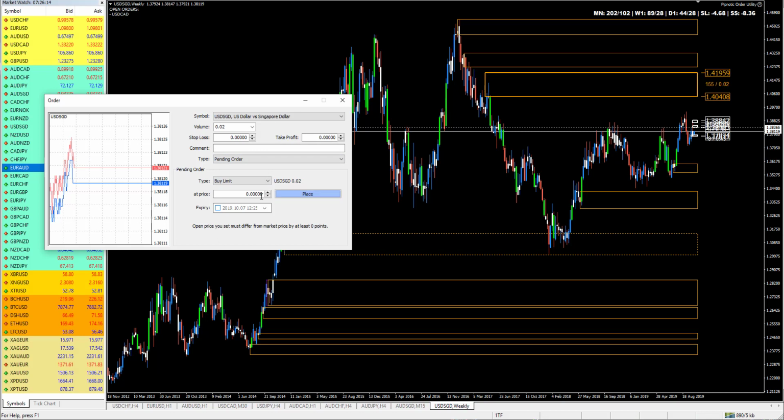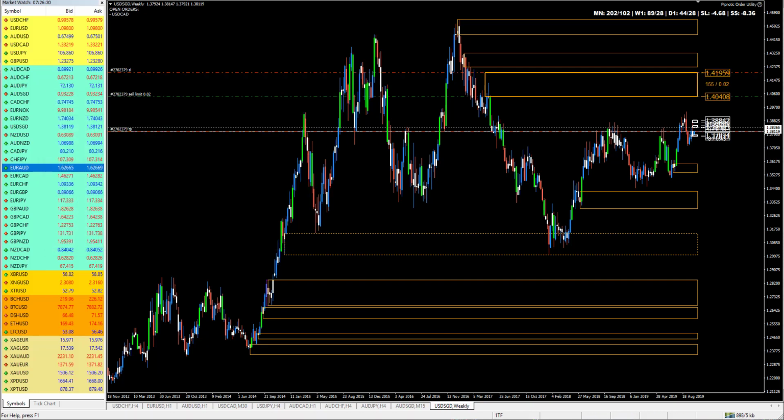So 140.40, selling 140.40, 41. I'll put it at a 4,200 stop. Have no idea if we'll get there. It's pretty far away. Auto trading, good. Let's put it in there. Nice. So that's there.